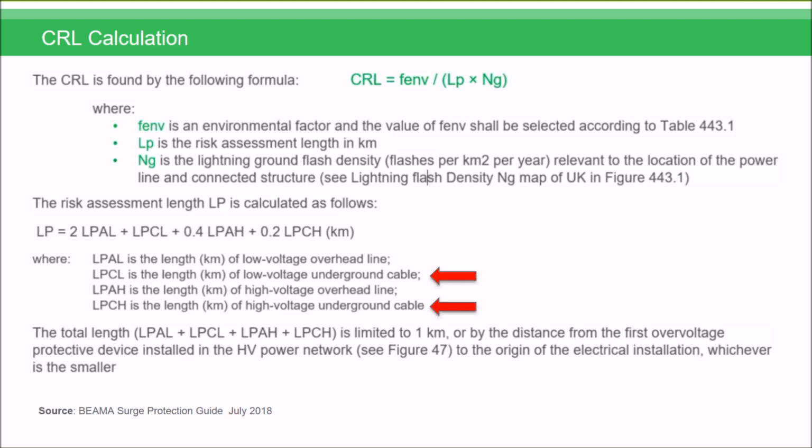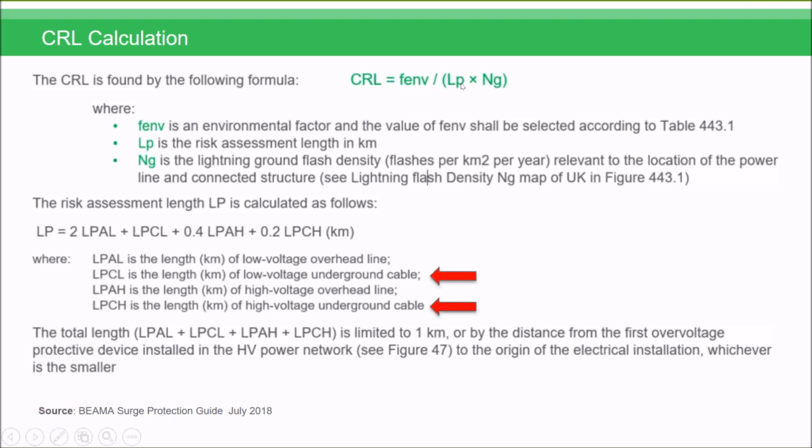So let's have a quick look at this calculation that I referred to and the difficulties that there are in terms of finding that information. So the CRL formula is listed there, and it seems quite straightforward when you look at it at first glance. So CRL equals FENV divided by LP times NG. Okay, so you think there's three parts to this formula.